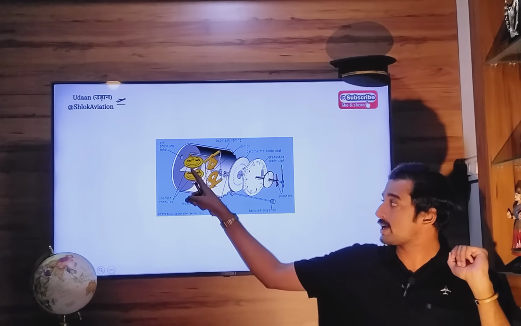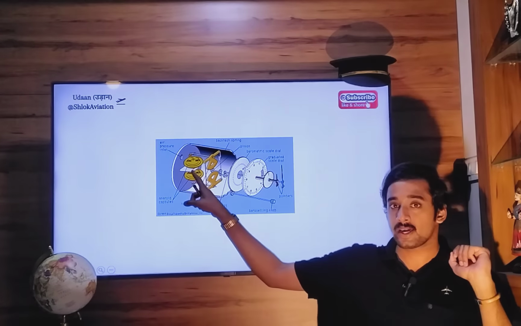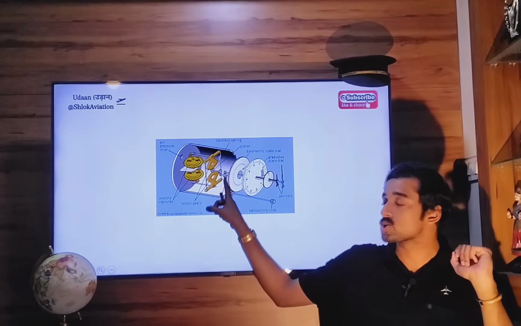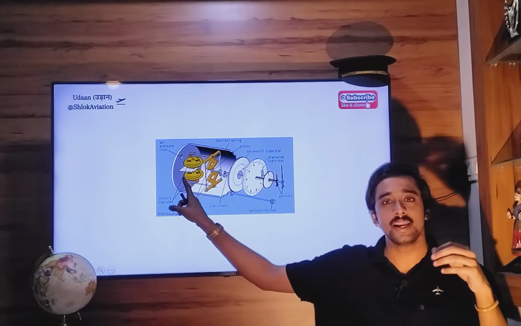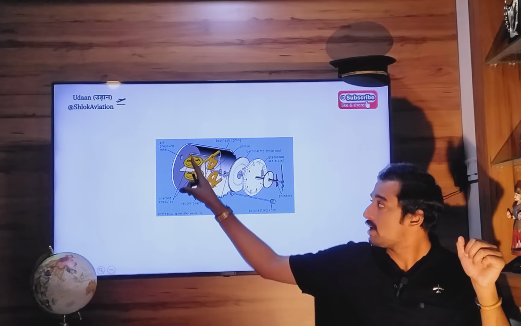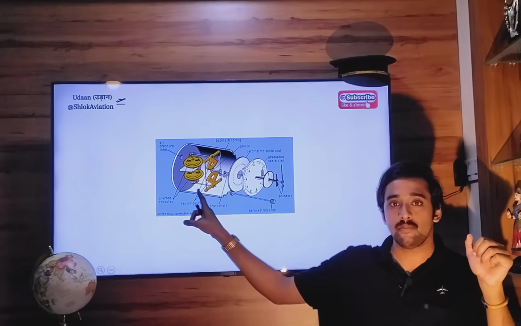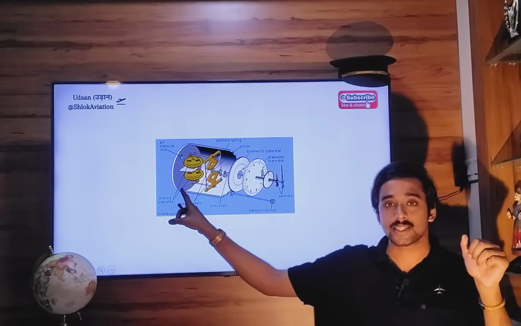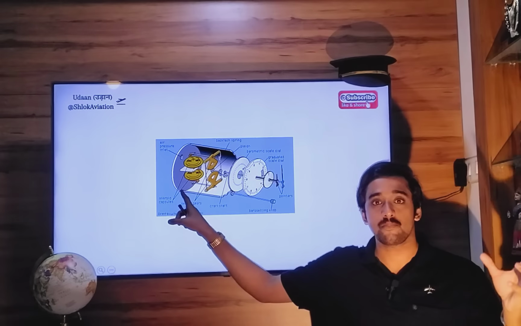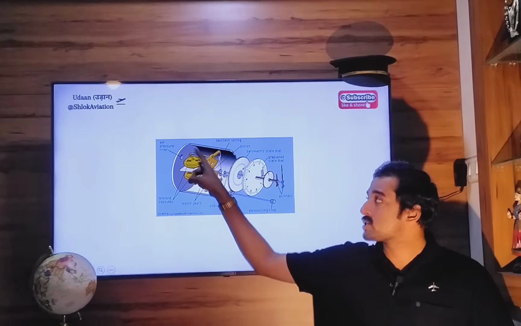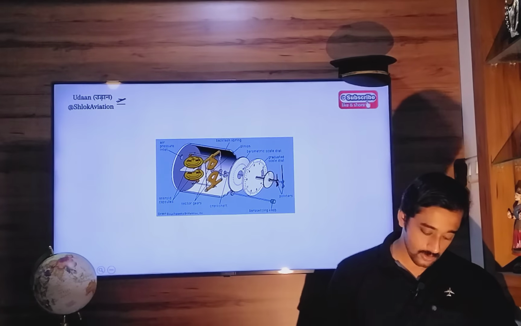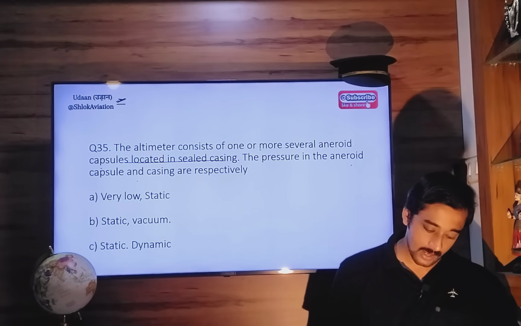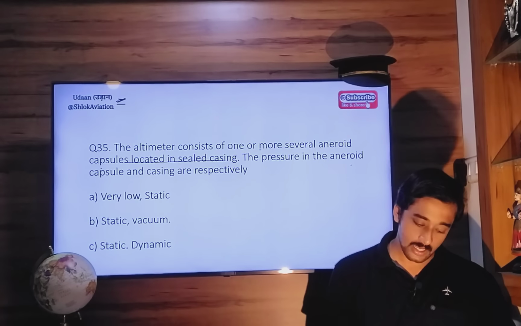You have these aneroid capsules, and these aneroid capsules are inside this instrument case. Now these aneroid capsules are filled with vacuum or very little atmospheric pressure, and the surrounding environment of the capsule gets filled with outside ambient static pressure. That outside pressure enters through the static port inlet. So the pressure in the aneroid capsule is very low and the casing is static.